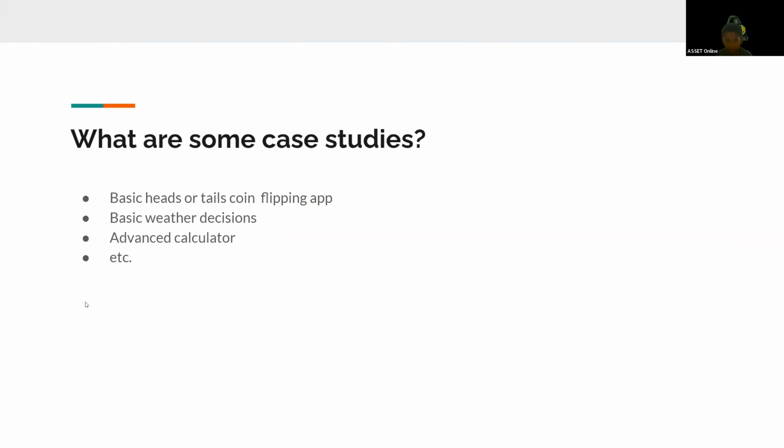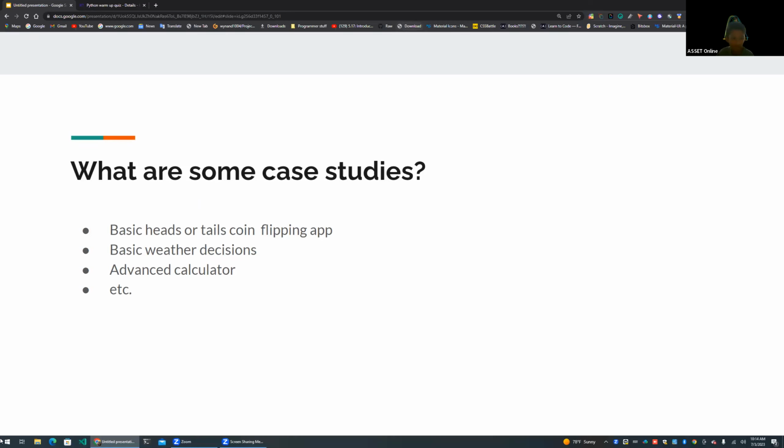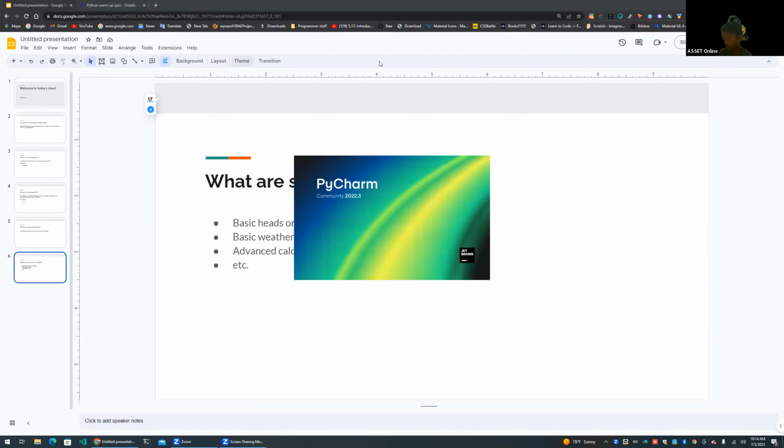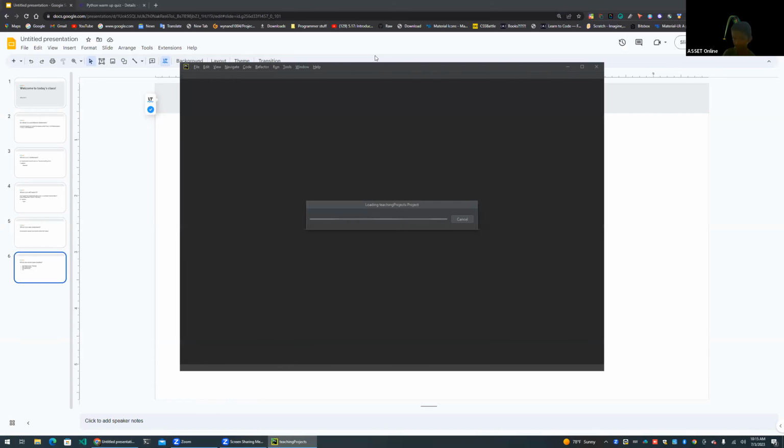So with that said, that's the end of our slideshow. Let's jump into the coding part. I'm going to close my slideshow out, and we will be opening up Python, which is our code editor. Python is probably, I would tell you, the best coding editor for Python.